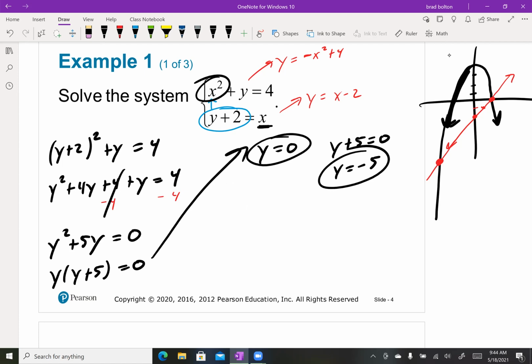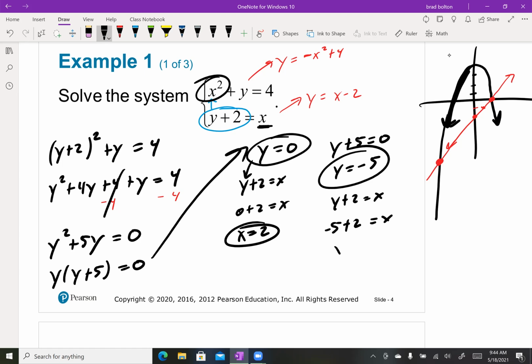I'll do this guy right here. Y plus 2 equals x. And I'll do y plus 2 equals x for this one. So when I plug 0 in for y, I get 0 plus 2 equals x. So x equals 2, right? And then I get -5 plus 2 equals x. So x equals -3. Okay, so here's my x values, here's my y values.